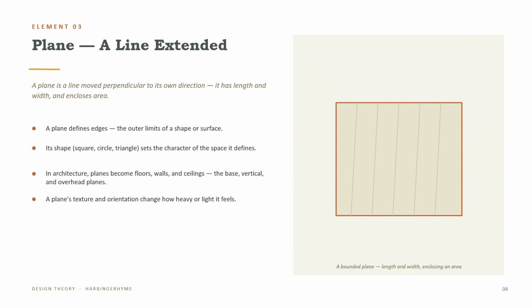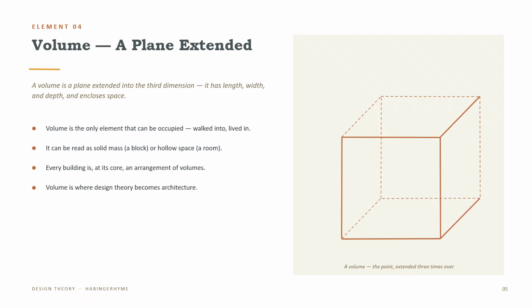In architecture, planes become floors, walls, and ceilings: the base, vertical, and overhead planes. A plane's texture and orientation change how heavy or light it feels. In the image, we can see a bounded plane, length and width enclosing an area. Extend a plane through space and you finally get a volume: length, width, and depth.